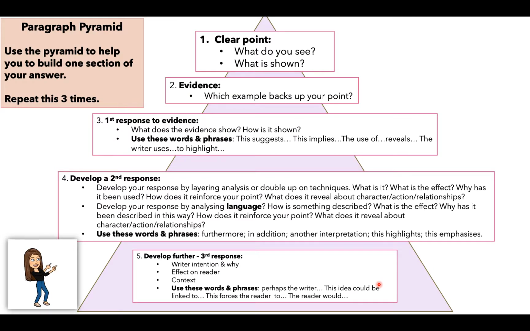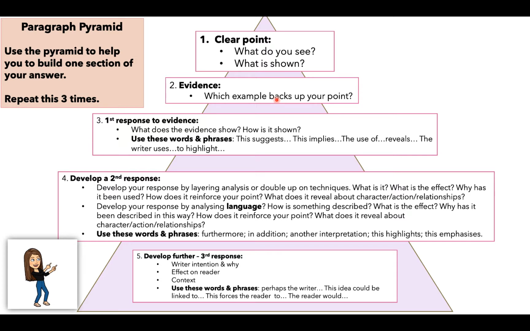Okay, again, this is something that I've used with all of the other lessons as well, in terms of how to structure your paragraph or your section or your peel. So in terms of the structure, it's kind of a bit like a pyramid, and we start off with your point, which is probably just a sentence, the smallest part, and then you just move through and you develop and you add on, and you're trying to move as much as you can to the top band of that mark scheme. So you start off with your point, then you've got your evidence, so which example backs up your point.